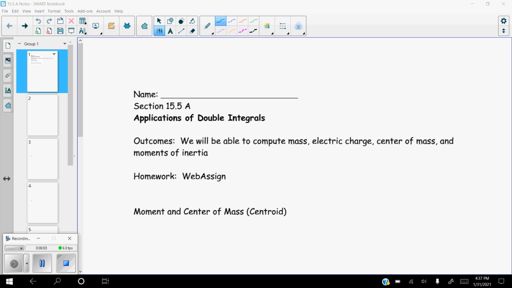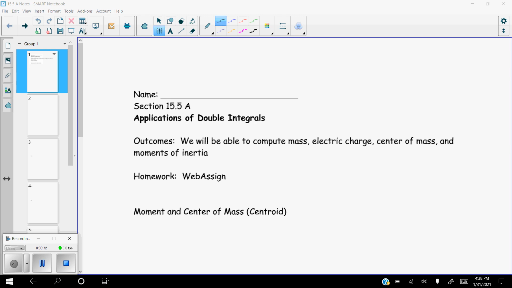Okay, so this is section 15.5, part A. It will definitely be a couple, maybe 3 videos. We'll see how this goes. But 15.5 is really going to start into the applications of our double integrals. The first part of this is actually going to be pretty much just algebraic. It's kind of an algebraic physics type of lesson here. We will get into the calculus portion of it towards the end, probably in the second video.